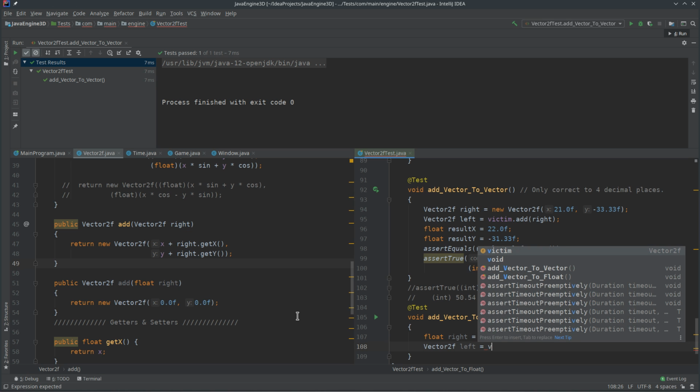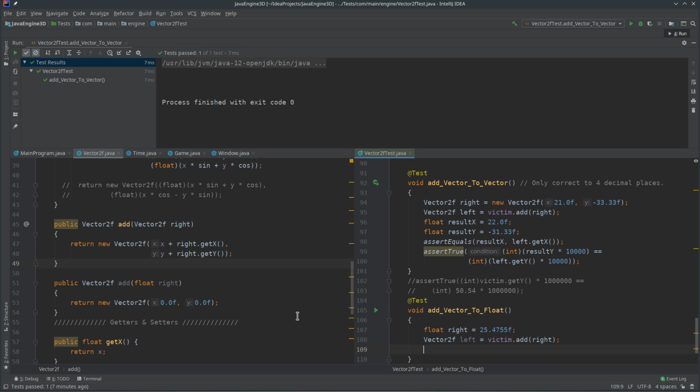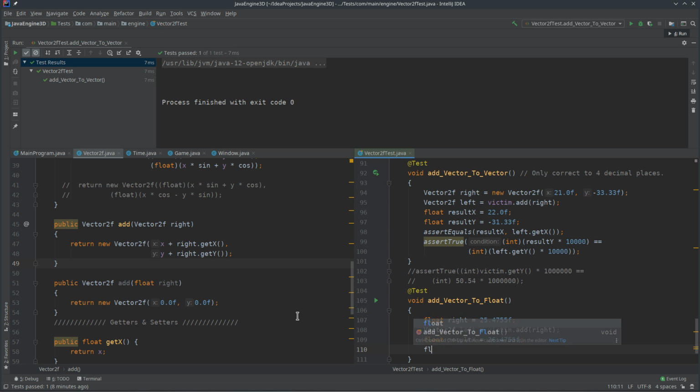Left equals victim. Oh, dear. Dot add float, which is right, and semicolon that. And then we've got to do the same as we've done above, haven't we? So float x. Float result x equals, we're adding, so that's 26.4755 f. Float y. God, I like the way I'm making it easy on myself here. Y equals 27.4755 f.